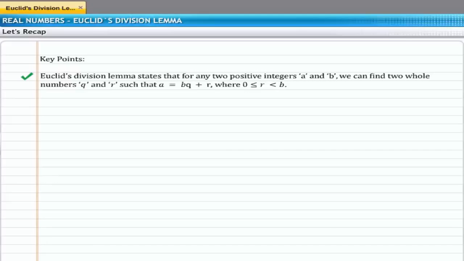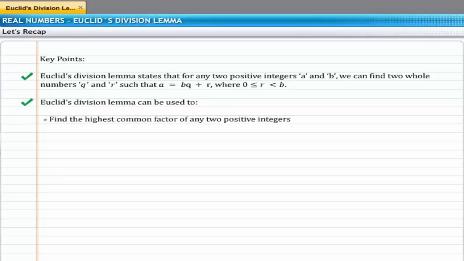Recall that Euclid's division lemma states that for any two positive integers a and b, we can find two whole numbers q and r, such that a is equal to bq plus r, where r is greater than or equal to 0 and less than b. Euclid's division lemma can be used to find the highest common factor of any two positive integers. It can also be used to show the common properties of numbers. You can now proceed to the next section. Hope you enjoyed this learning experience.